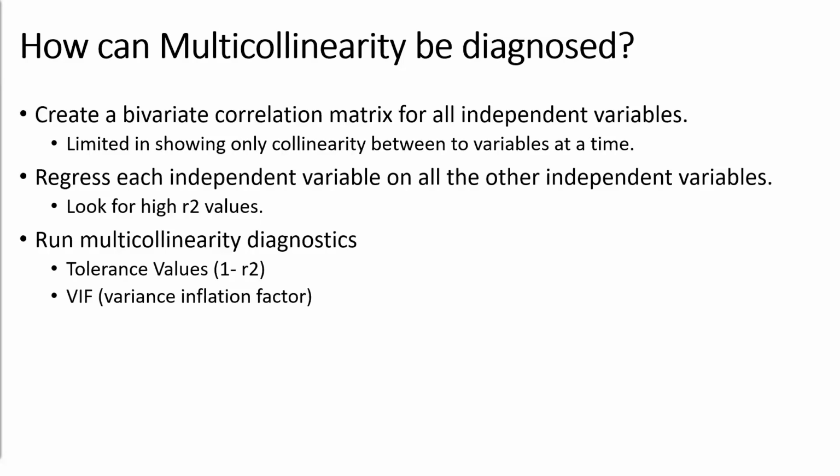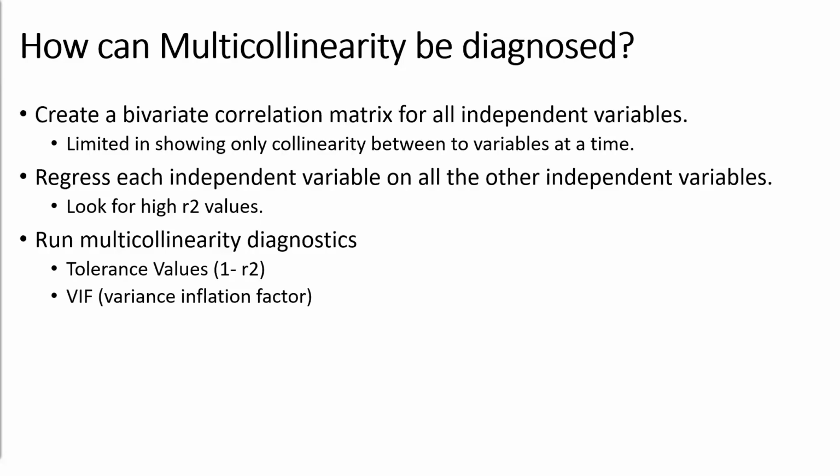The problem with this is that we'll only do it for 2 variables at a time. So if you're dealing with multicollinearity, where you have 3 or more variables that are correlated with each other, that's not going to show up as well. We may not be able to diagnose that just with a bivariate correlation matrix.